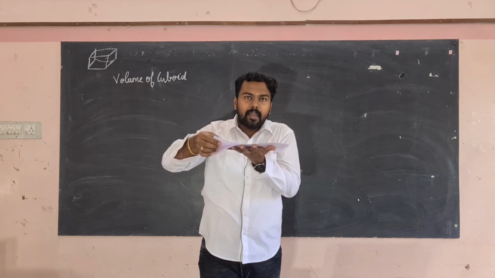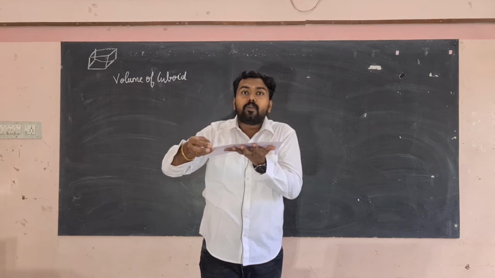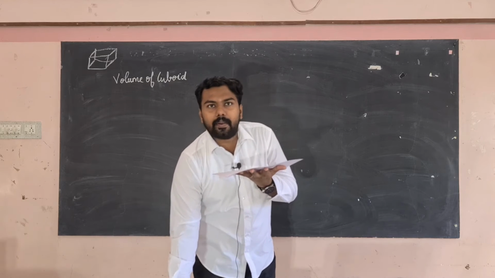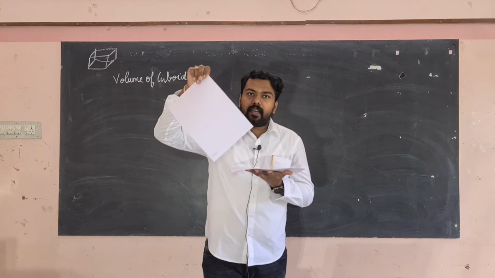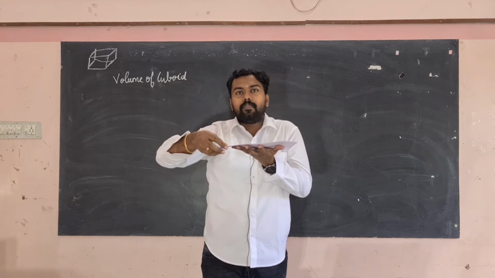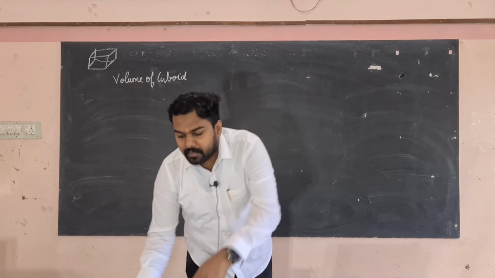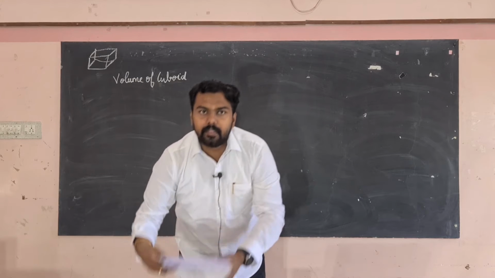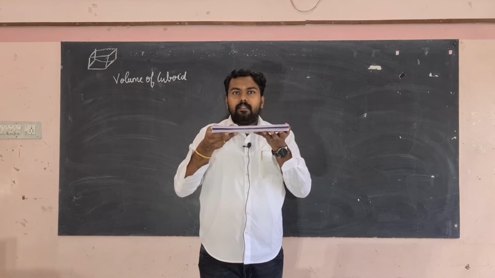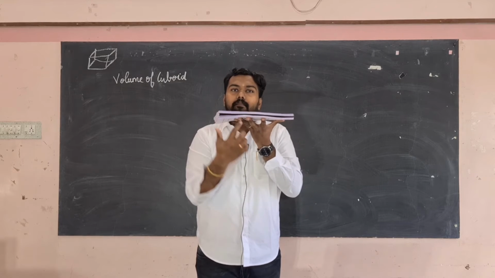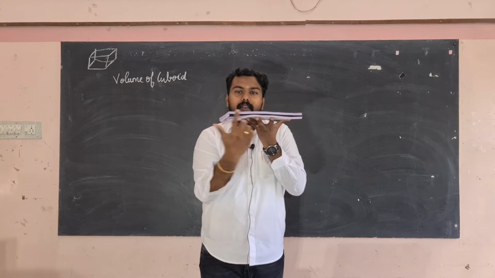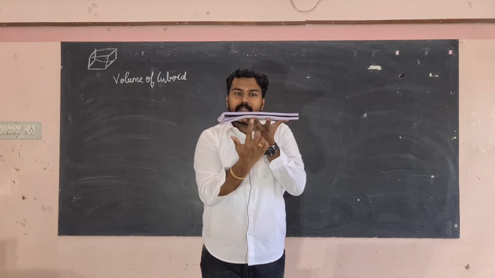So the area of this is L into B, and the area of this is also L into B. If I add these two, it will become 2LB. Correct, 2LB. On top of this I add another paper, whose area is also LB, so this will become 3LB. Now if I add a stack of papers, this many, I am adding some H number of papers. I say the height is H. This is length, this is breadth, this is the height.